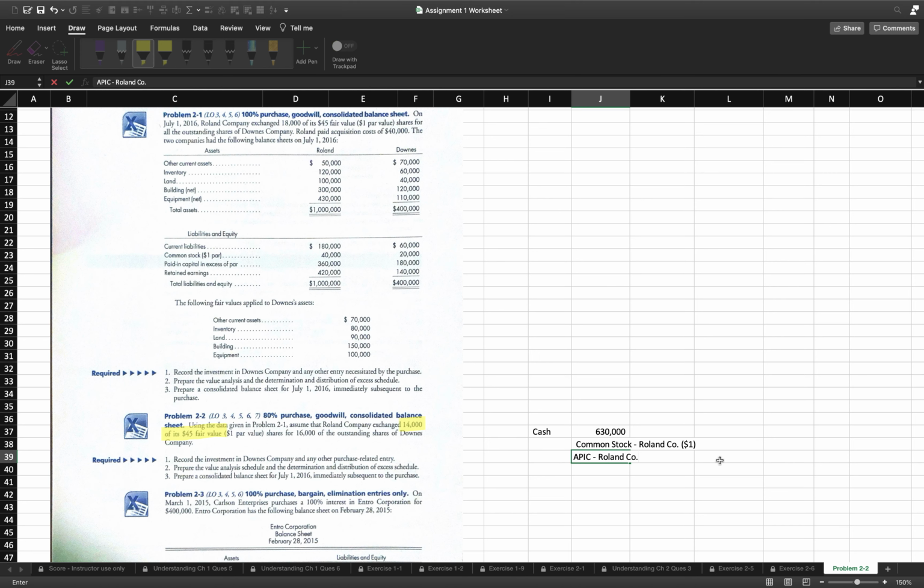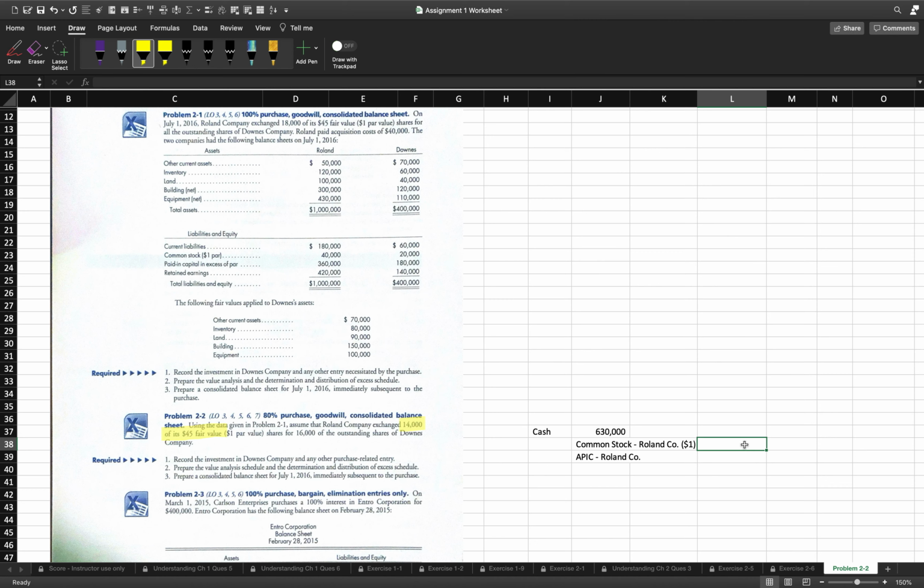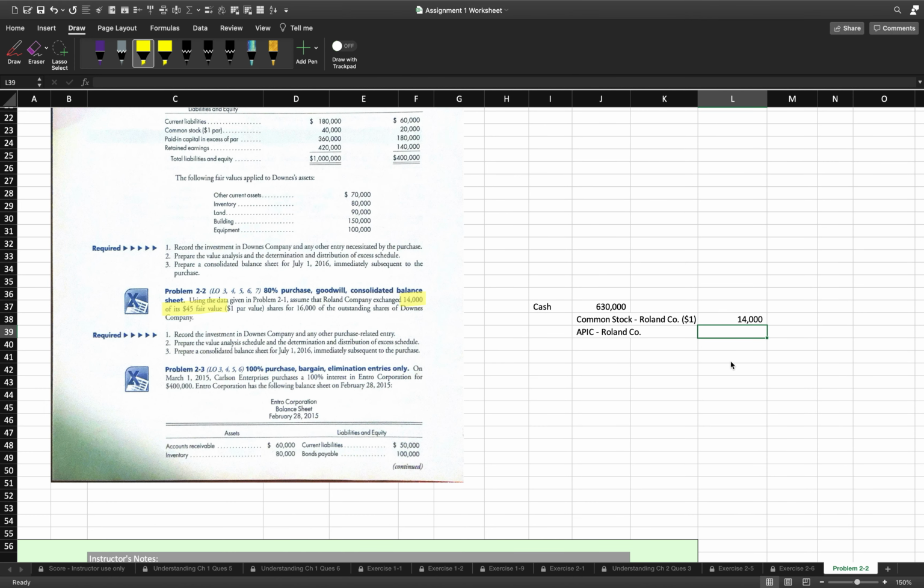Either way, that amount will be the difference between the par value. So the par value is $1, 14,000 shares were issued. And so the remainder of it must be the additional paid in capital. So here simply we can go that minus this amount to give us an additional paid in capital. So they received a bunch of money.